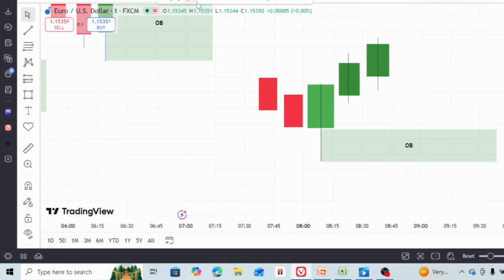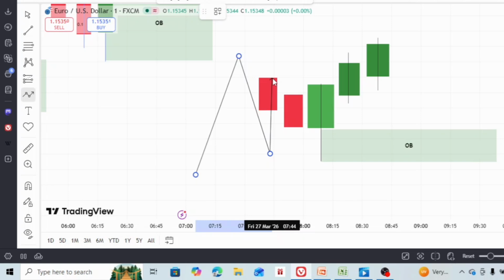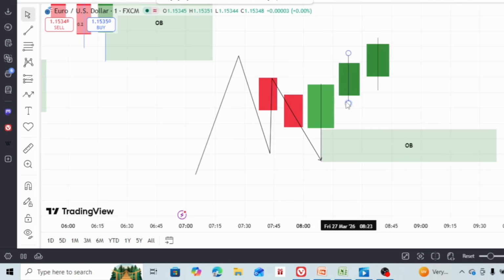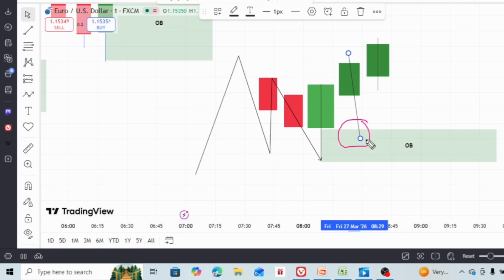Also, suppose there is a swing here and it has swept the liquidity, then this will be stronger. So you can also consider taking this type as the order block, but you also have to keep in mind whether there is mitigation of this order block. Once it is mitigated, you cannot consider taking this as an order block. It should remain unmitigated.